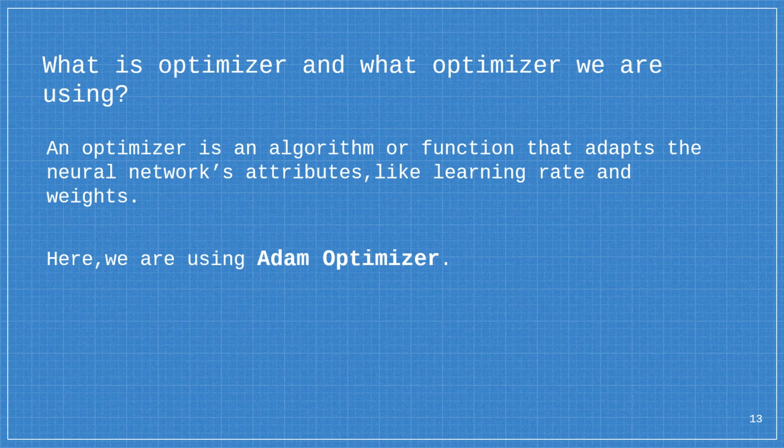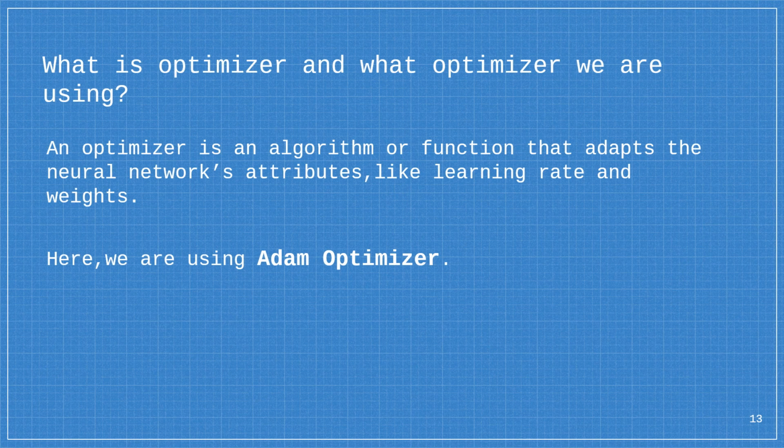When training a deep learning model, you must adapt every epoch's weights and minimize the loss function. An optimizer is an algorithm or function that adapts the neural network's attributes like learning rate and weights. The choice of optimization algorithm for your deep learning model can mean the difference between good results in minutes, hours, or days. We were using the ADAM optimization algorithm.